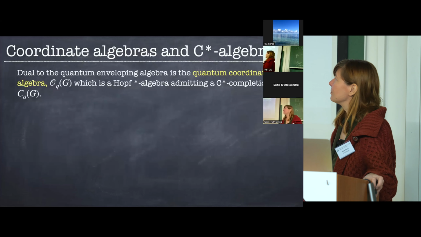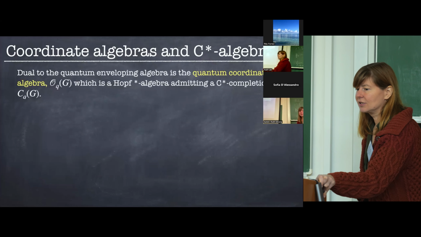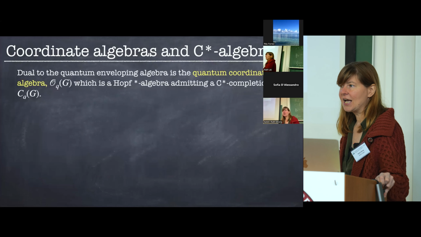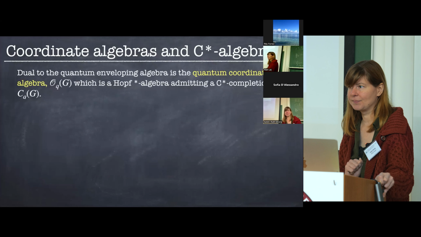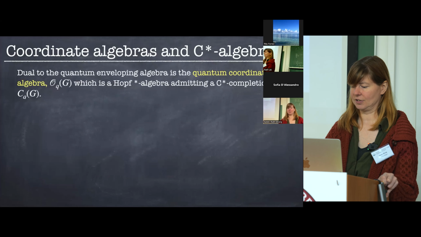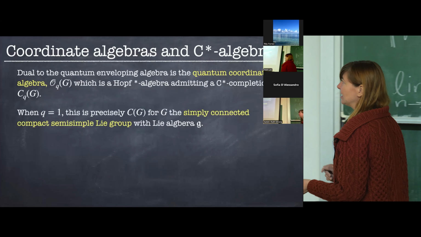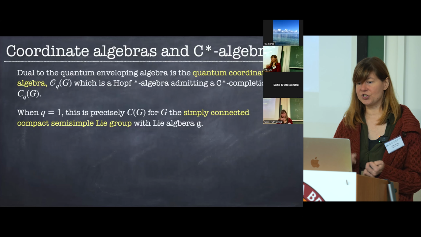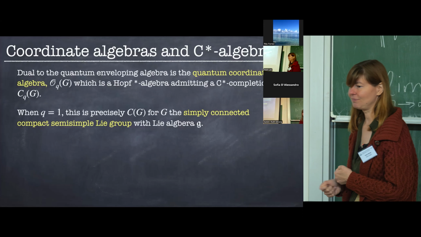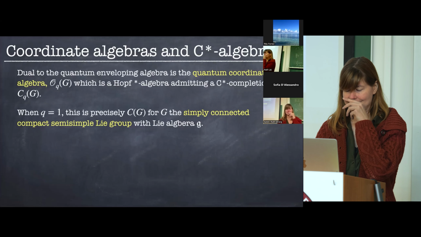Now, there's a Hopf star algebra dual of the quantum enveloping algebra, which we call the quantum coordinate algebra. This is also a Hopf star algebra, and it also admits a C star completion. So we can equip it with a C star norm and complete that and get a C star algebra. And when q is equal to 1, we get exactly continuous functions on G, where G is the simply connected compact semi-simple Lie group whose Lie algebra was 𝔤. So this fits nicely into this framework of sort of q-deformed spaces.